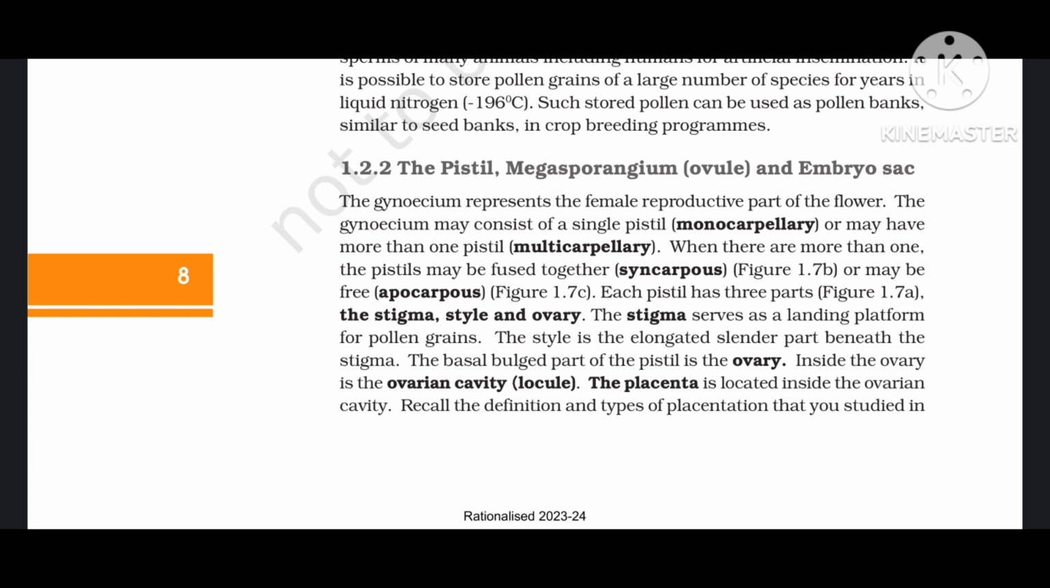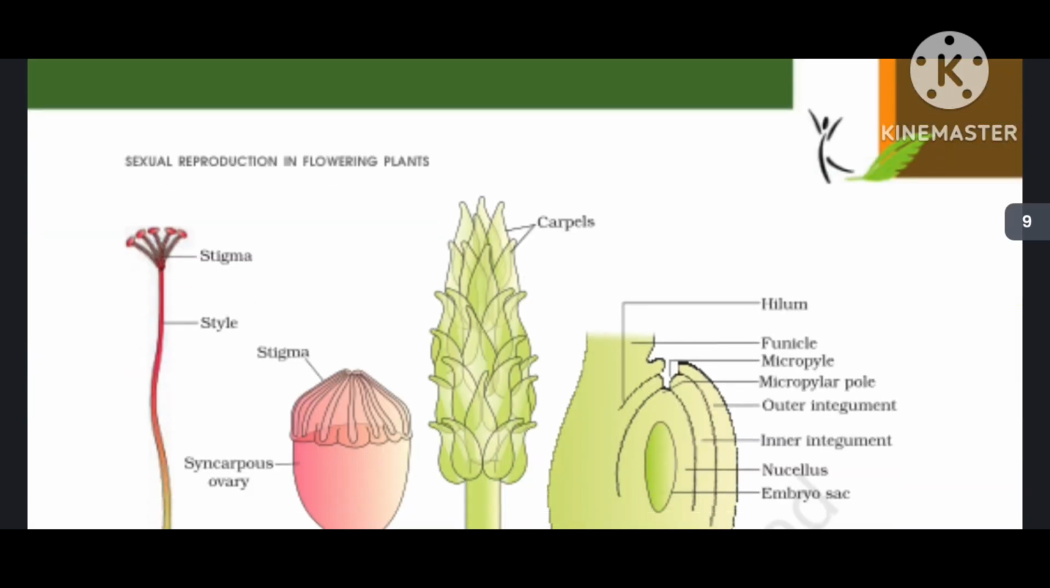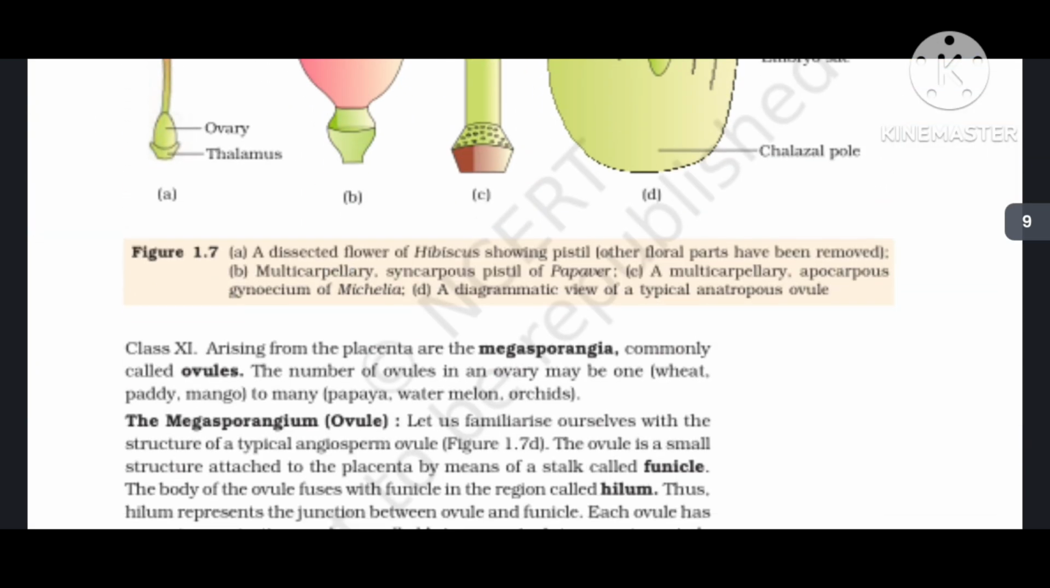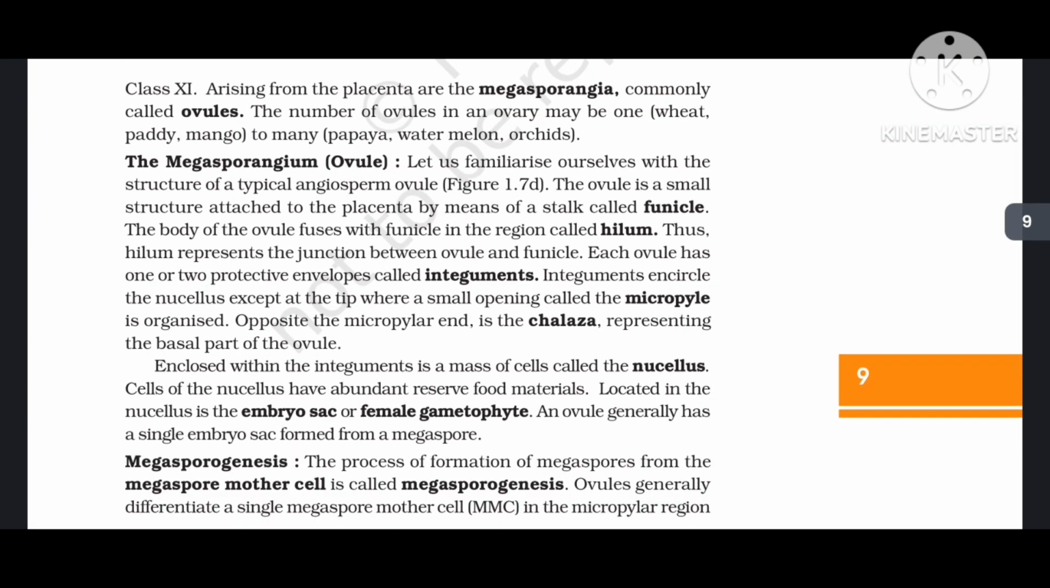The ovule is a small structure attached to the placenta by means of a stalk called funicle. The body of the ovule fuses with the funicle in the region called hilum. Thus, hilum represents the junction between ovule and the funicle. Each ovule has one or two protective envelopes called integuments. Integuments encircle the nucellus except at the tip where a small opening called the micropyle is organized. Opposite the micropylar end is the chalaza, representing the basal part of the ovule.